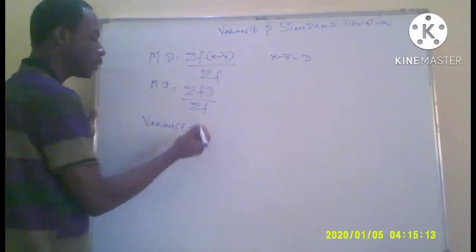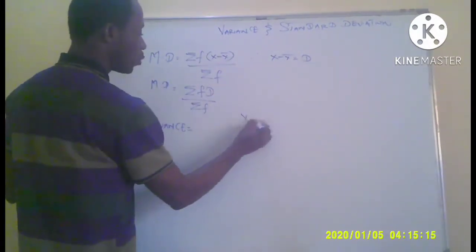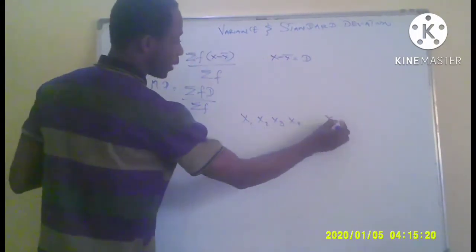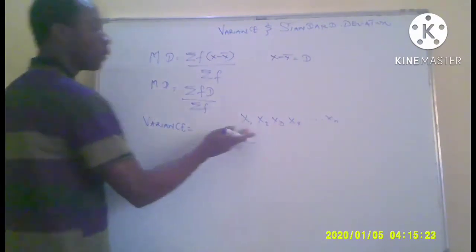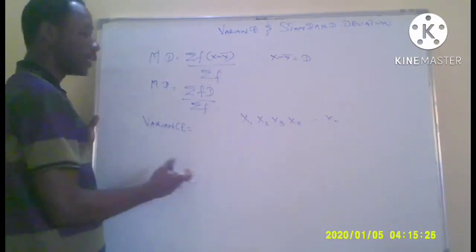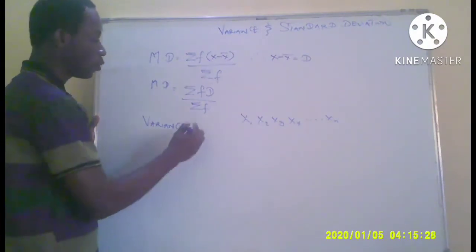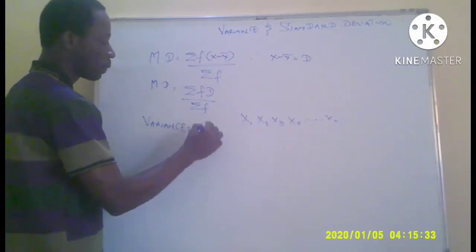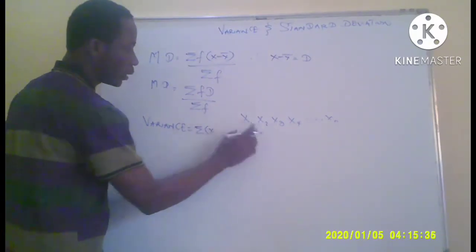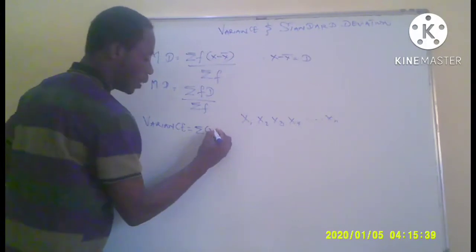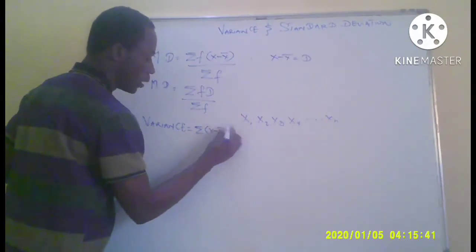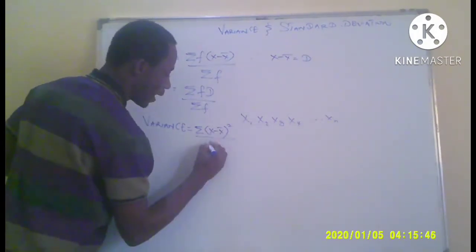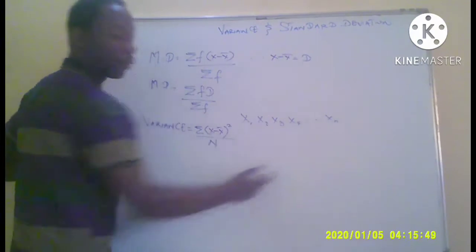So let's assume we have figures x1, x2, x3, x4, then to xn, and they have no frequency. What will be the variance? The variance at this point is going to be the sum of the deviations, which is the midpoint minus the mean, squared, all over n. We call n the total number of the observed data.